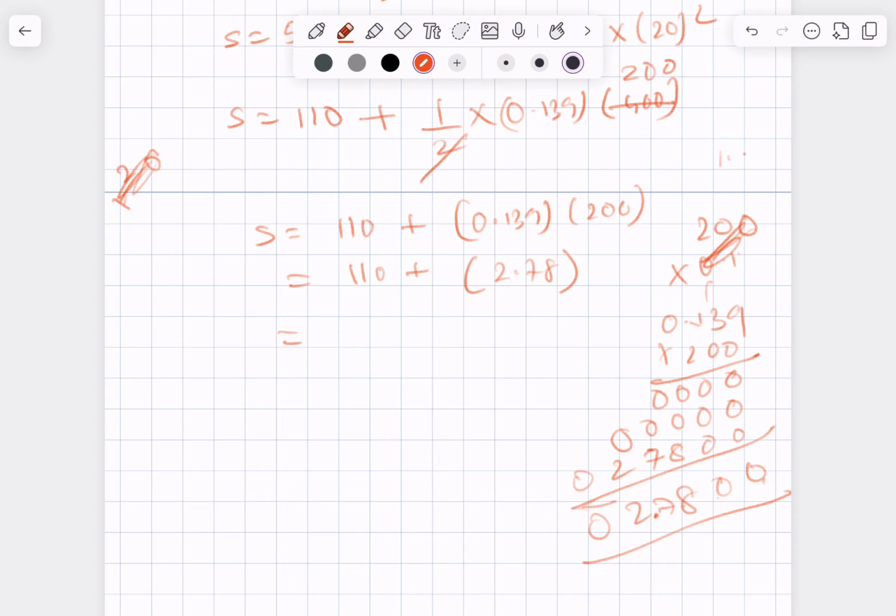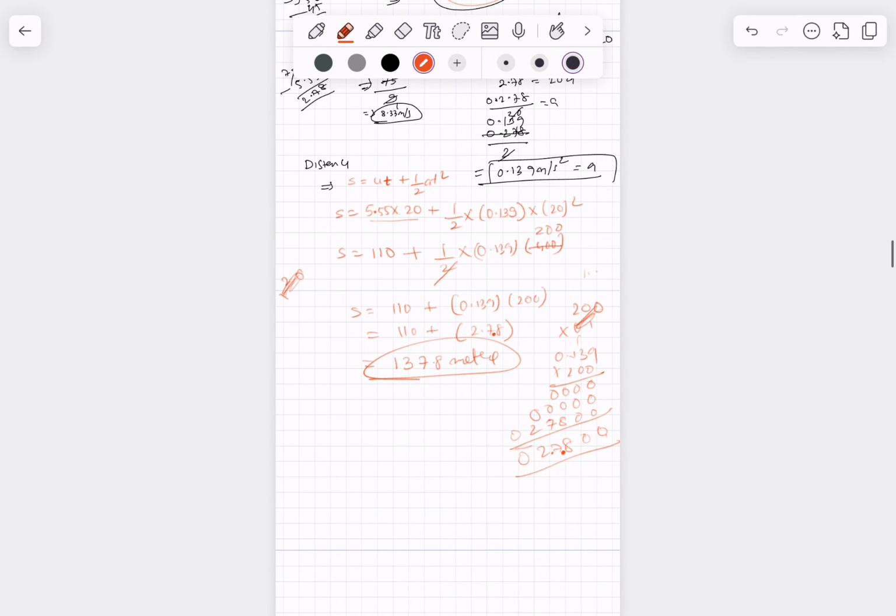So your answer should be, I'm sorry, the point will be here, right? So the answer should be 137.8 meter. Okay, tell me doubts. Anyone is having doubt?